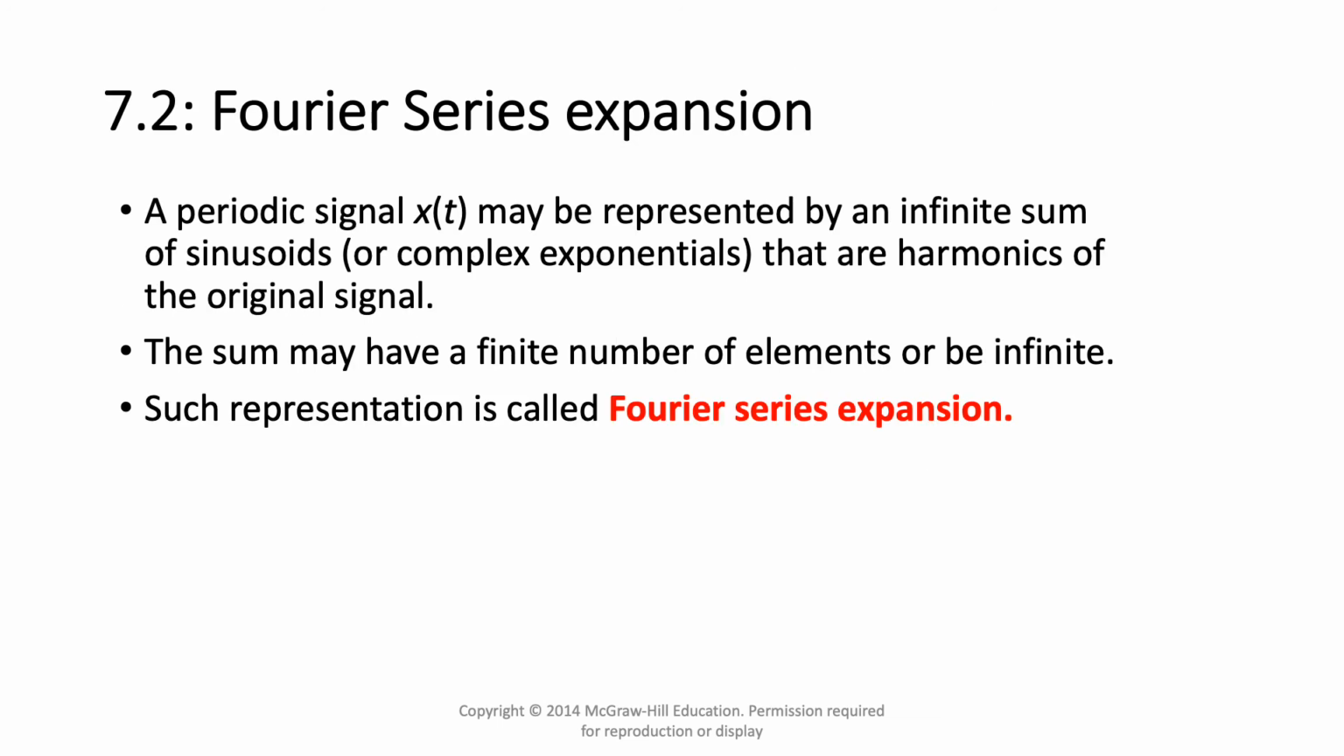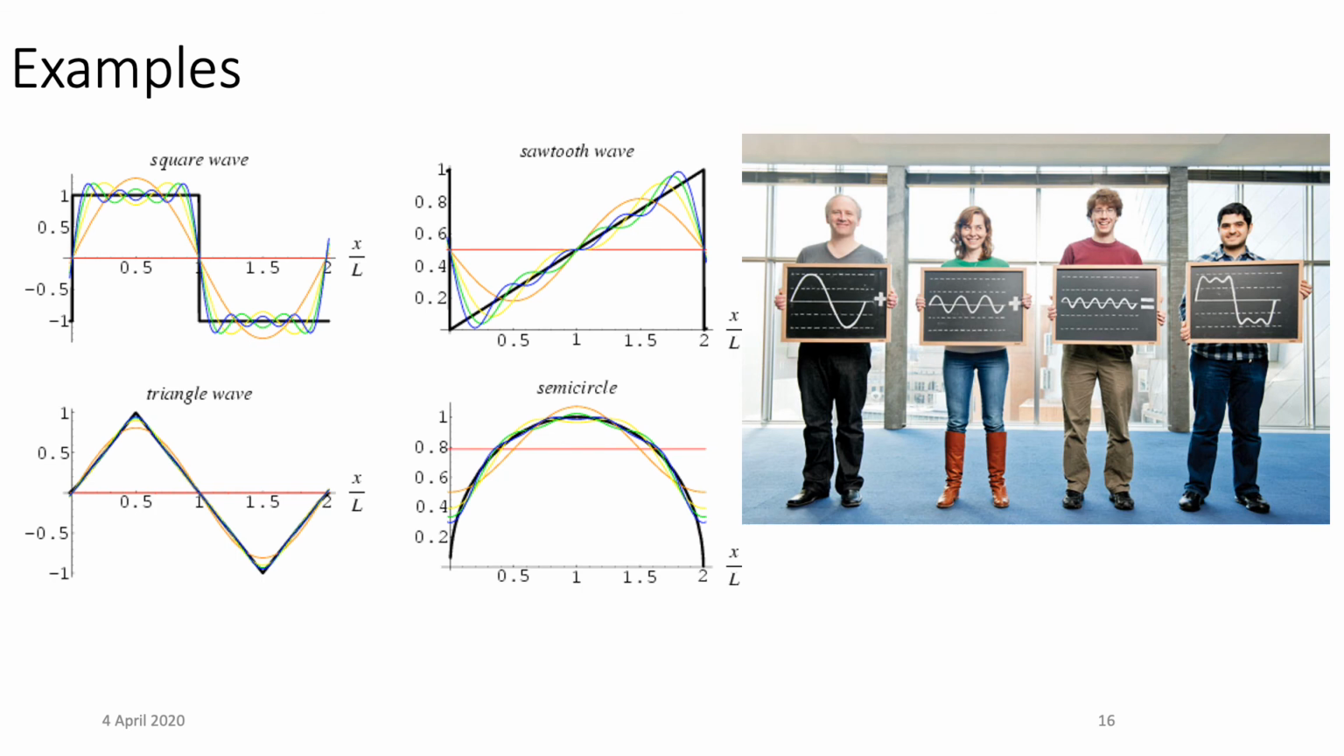A periodic signal x(t) may be represented by an infinite sum of sinusoids or complex exponentials that are harmonics of the original signal. The sum may have a finite number of elements or be infinite. Such representation is called Fourier series expansion. To illustrate this, you can look at the example of signals on the next slide. We have here about 4 different types of signals with their harmonics. As we can see here, the first signal is actually composed of many sinusoids that are harmonics of the original signal.